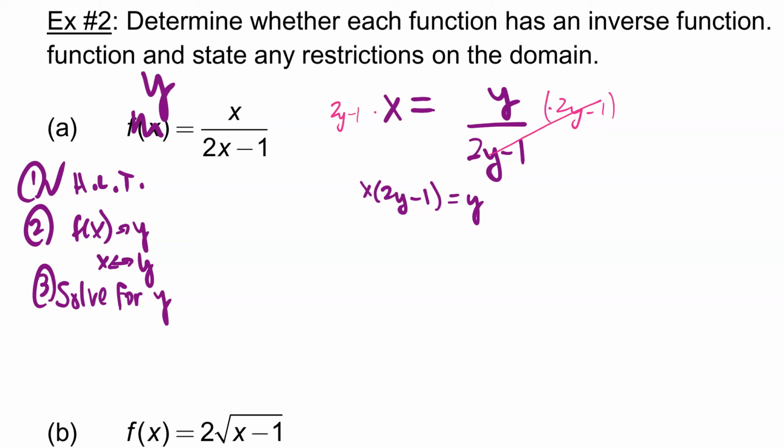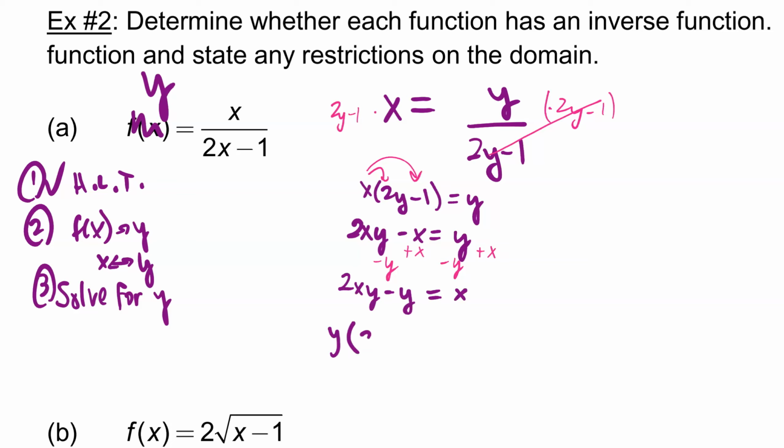Now I'm going to distribute out my x, because I want all of my y's on one side, right? Right now I had a fraction with it. I'm trying to isolate them by themselves. So I have 2xy minus x equals y. So I'm going to add x on both sides, subtract y. That way I can get all of my y terms on the same side, so I can pull out my y value. So Jolie was right. It's going to be the exact same equation, but we have to state the restrictions on our domain.